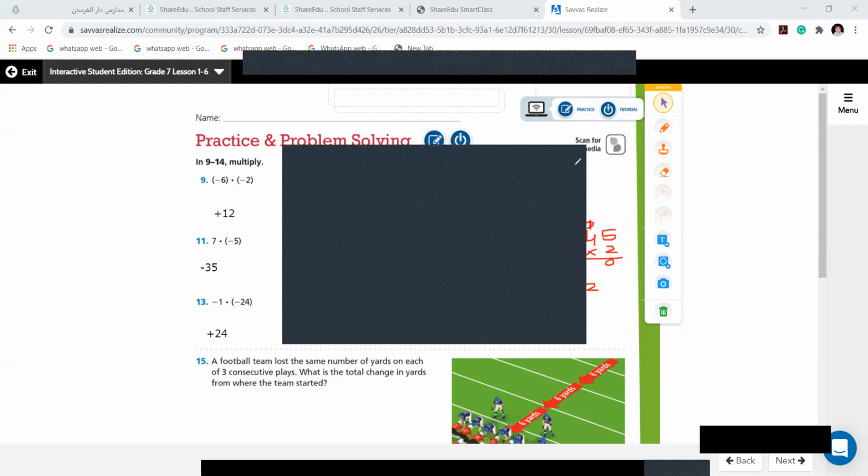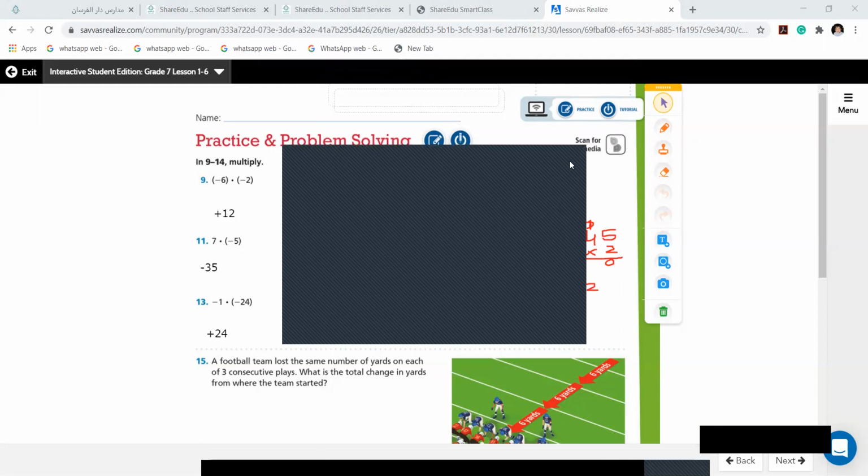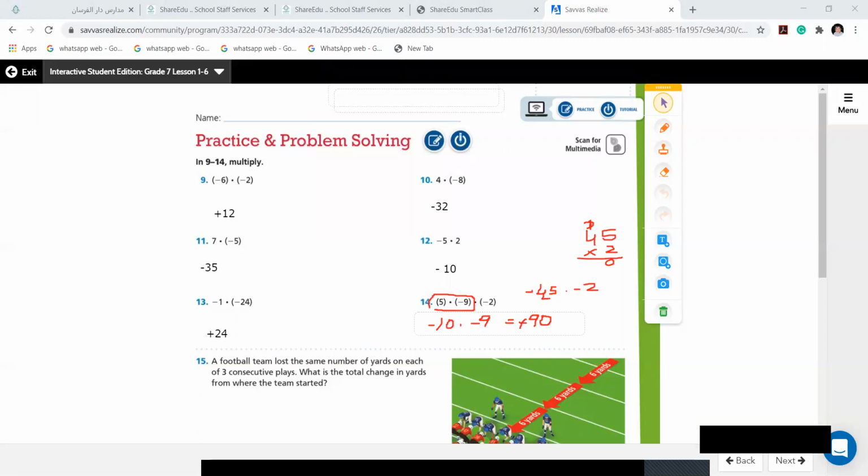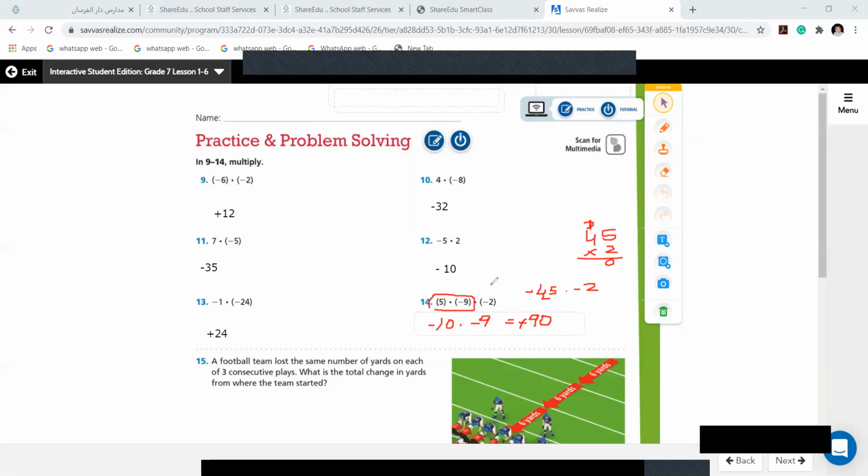What about the sign? See, 5 times minus 9 is minus 45. Then 45 and 2, when I multiply, I get 90. And minus 45 and minus 2, both are negative. That means I get a positive 90. Understand now, Dana, or you want me to explain again? I understand now.